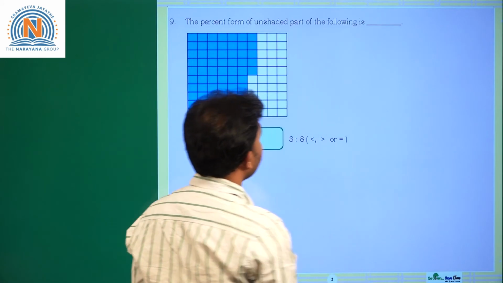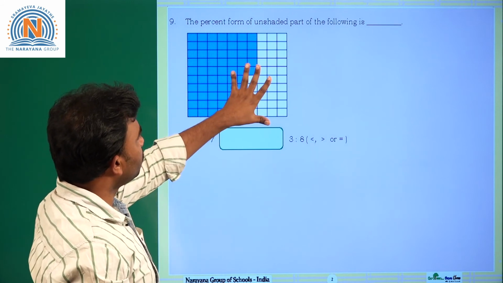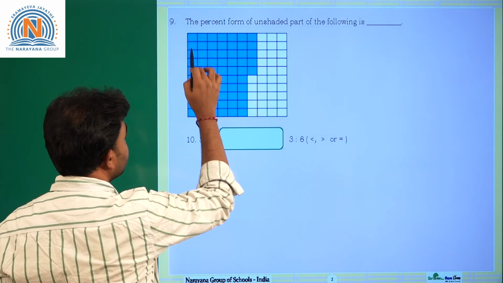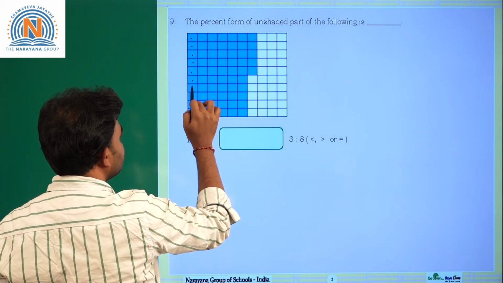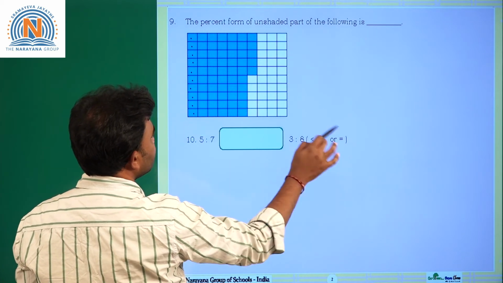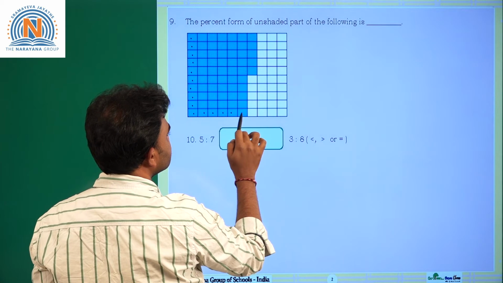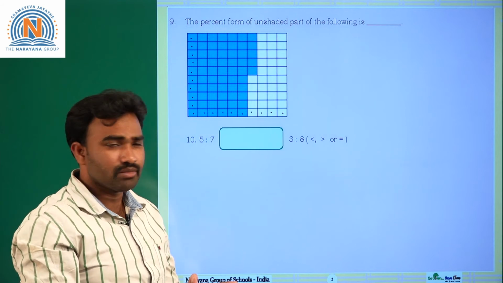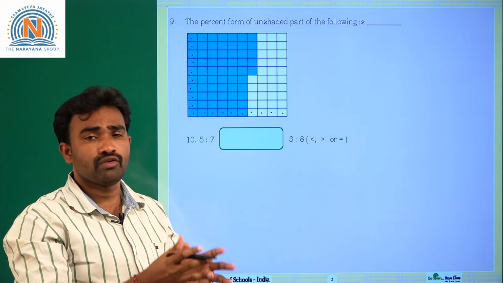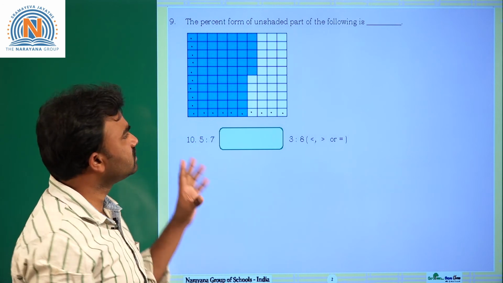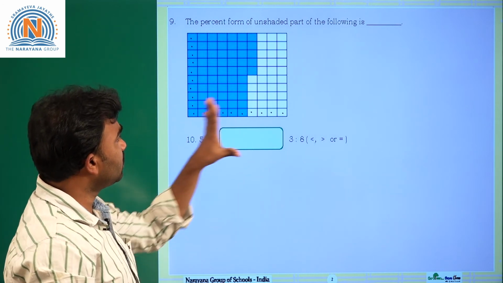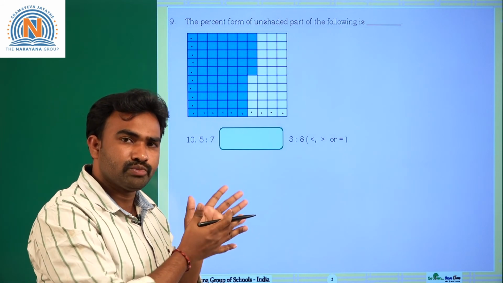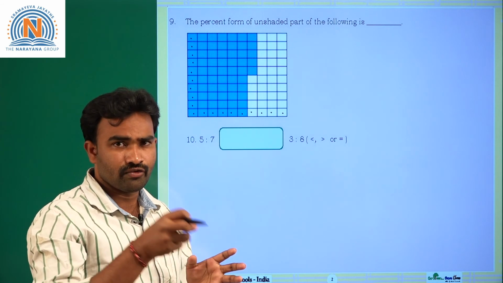Next one. The percent form of the unshaded part of the following. Here, how many total grids are there? 1 2 3 4 5 6 7 8 9 10, and here 1 2 3 4 5 6 7 8 9 10. So this is a 10 by 10 grid, which is 100 total squares. Instead of counting all the squares, count the number of rows and columns and multiply them, and you will get the total number of squares.